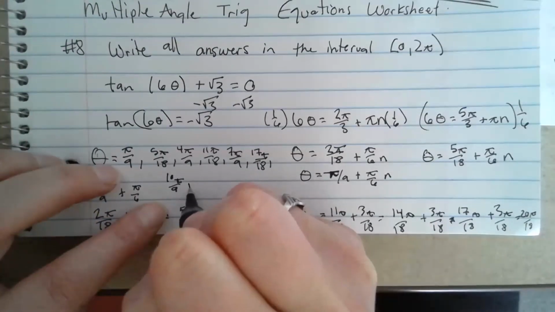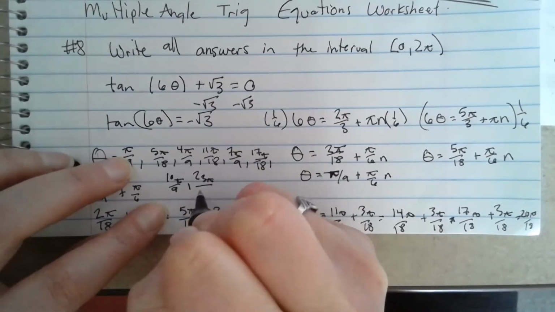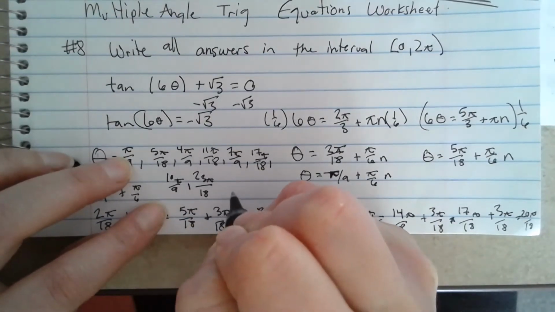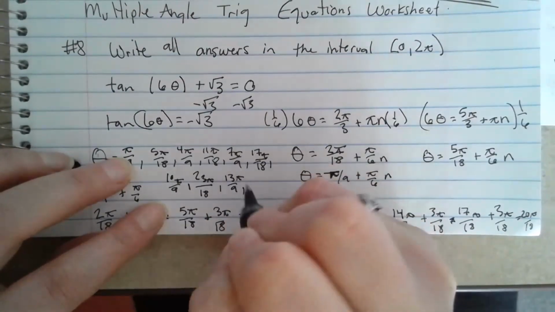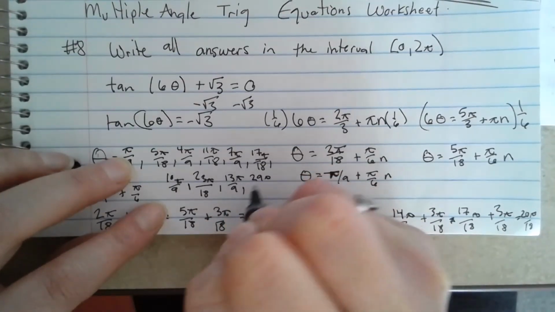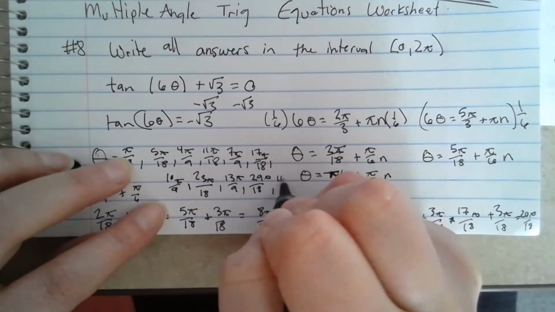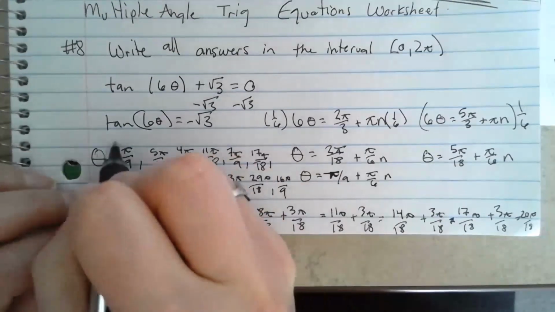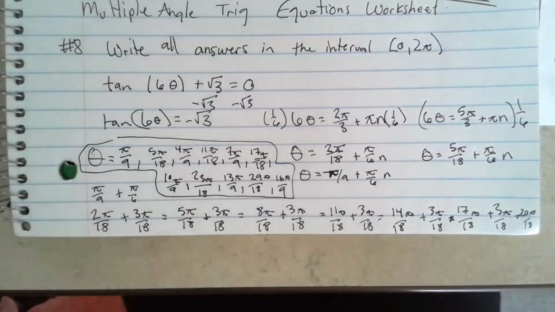So I'm going to just write down the answer. So 10 pi 9ths is where we left off, then 23 pi 18ths, then 13 pi 9ths, then 29 pi 18ths, and then 16 pi ninths. So that would be our answer. Okay.